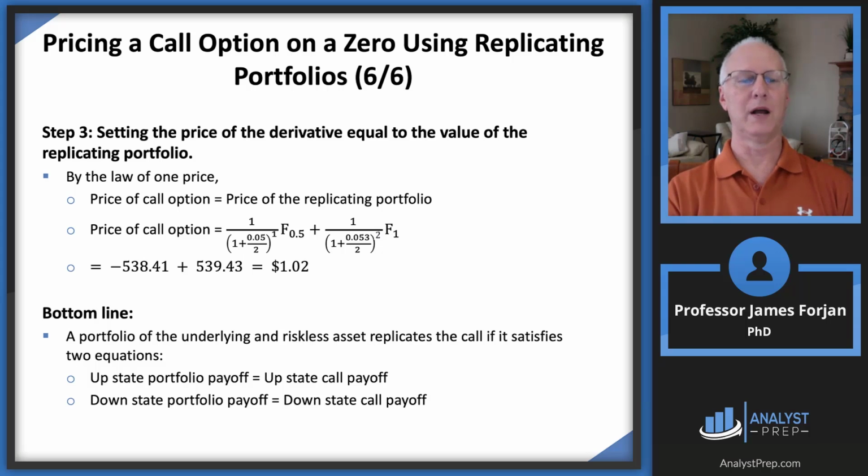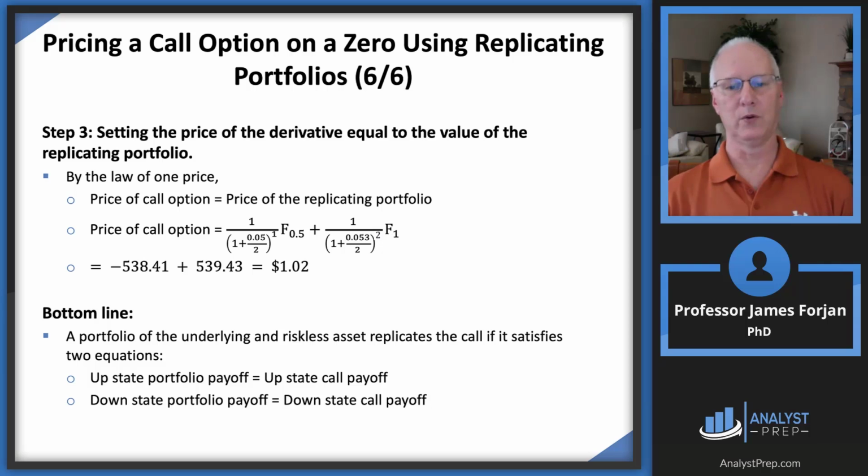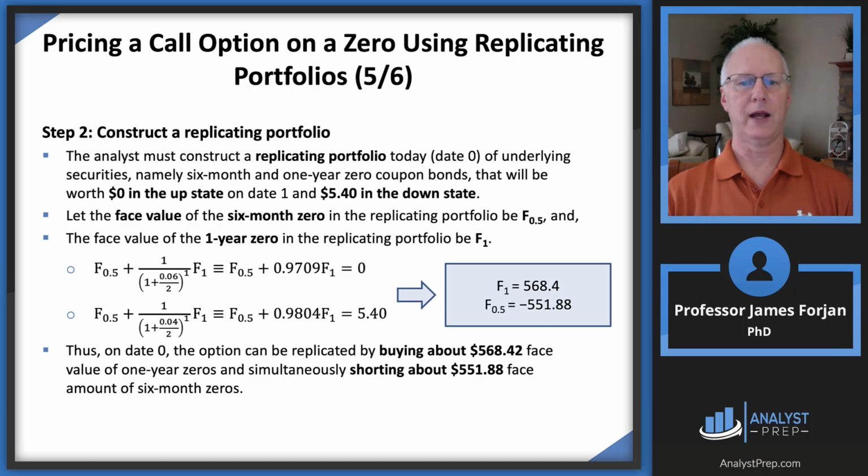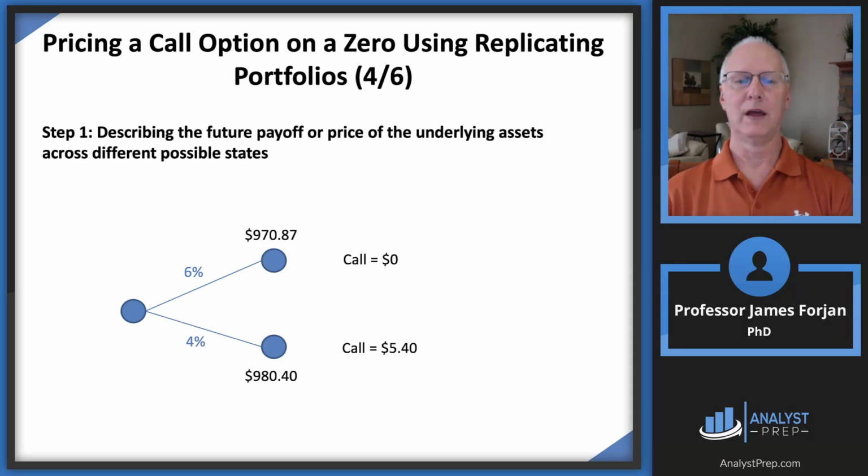All right, so notice the bottom line there. A portfolio of the underlying riskless asset replicates the call if it satisfies two equations. Upstate portfolio payoff equals the upstate call payoff. Downstate portfolio payoff equals the downstate call payoff. And so notice what we did back here. We used those simultaneous equations based on the assumption and the replicating payoffs that we had in this model here.